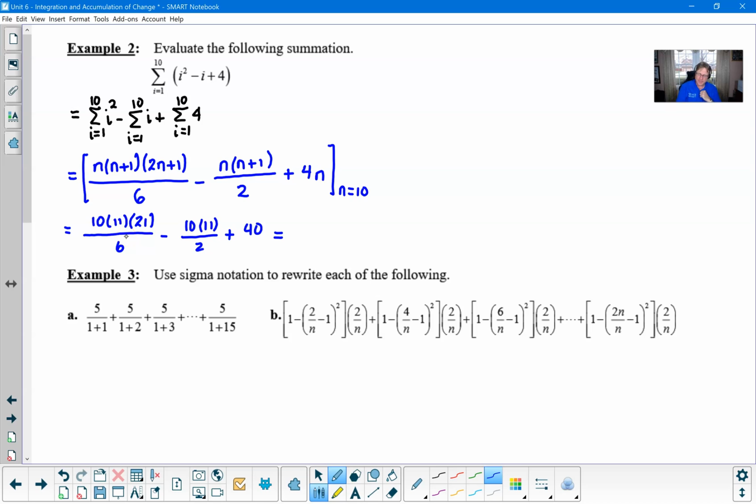It's not as bad as you think, I promise, because you could do some canceling. 6 and 21 would be 7 with a 3 taken out, and then 2 and 10 reduce as such. So you have 5 times 11 times 7 right here. And then, of course, 10 over 2 is 5, times 11 is 55. So basically, if you can get to a point where you can multiply 35 times 11, you're in good shape.